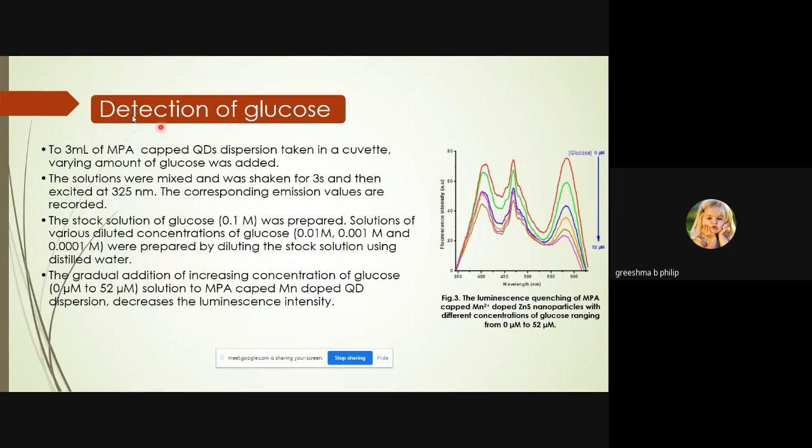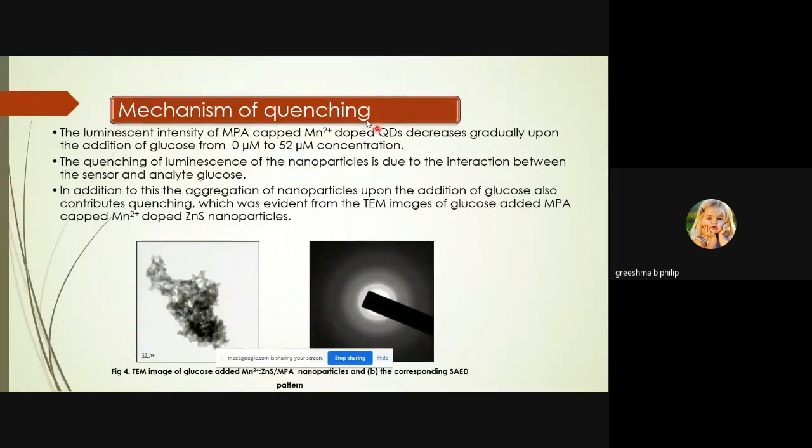Now, for the detection of glucose, 3 ml of MPA capped quantum dots are dispersed in a cuvette, and a varying amount of glucose is added. The solutions were mixed and then shaken for 3 seconds, and the corresponding spectra at the excitation wavelength of 325 nanometer are taken. The stock solution of glucose was 0.1 molar, and it is diluted to varying concentrations. And by the gradual addition of glucose, we can see the decrease in the intensity of the peaks, especially around 590 nanometer. So then we can see the mechanism of the quenching.